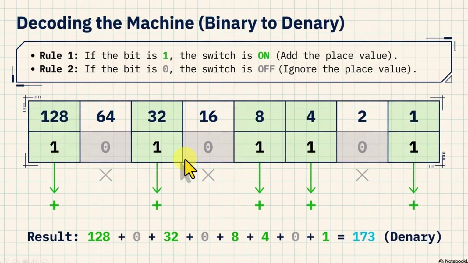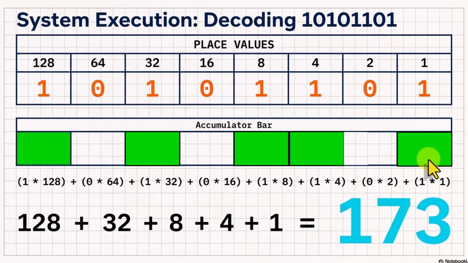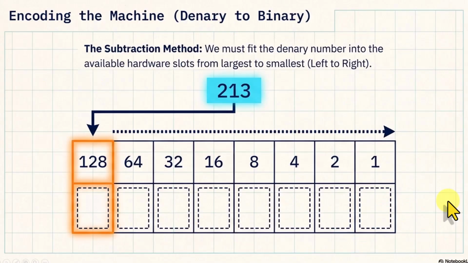So 1 0 1 0 1 1 0 1 in binary is equal to 173 in denary. It is just the same value, so we are just adding them: 1 1, then 8, then 4. To explain that better, whichever bit is 1 means it is on, so we have to count that. So 128 plus 32 plus 8 plus 4 plus 1 makes 173.